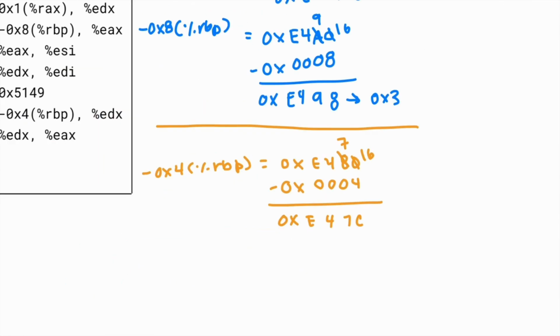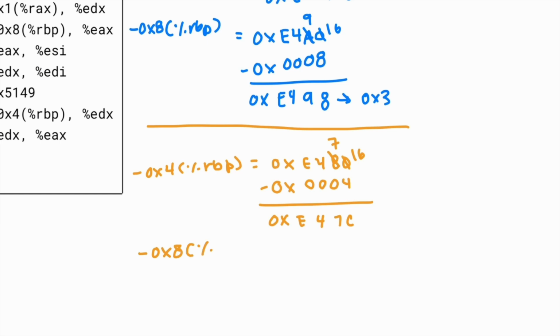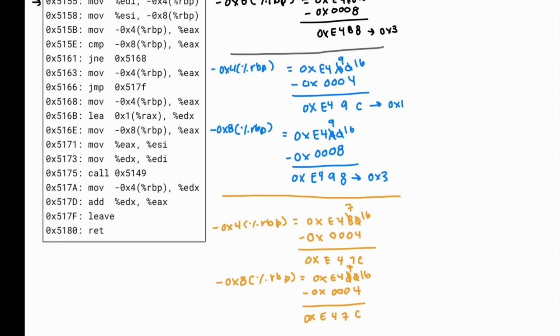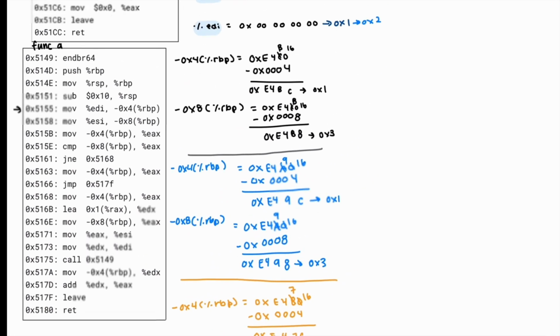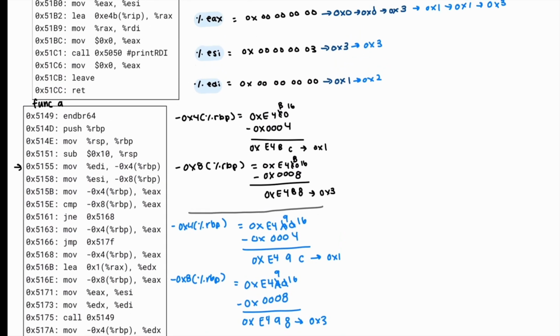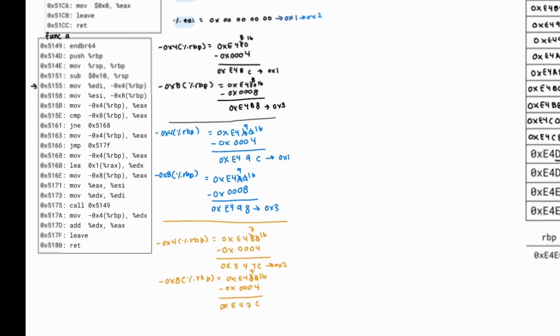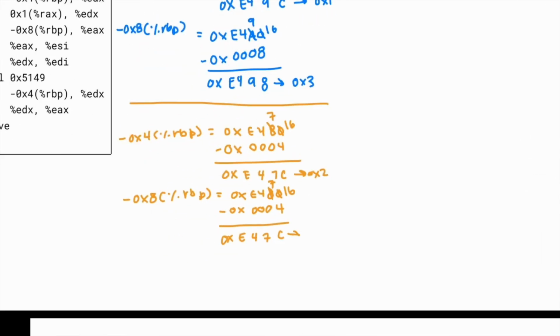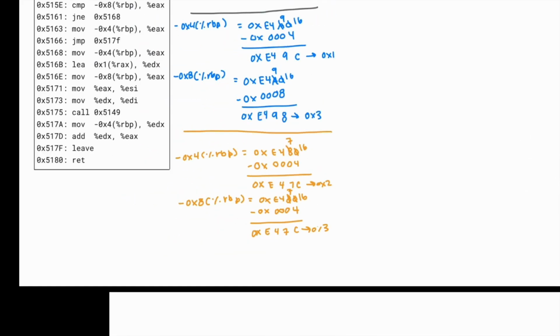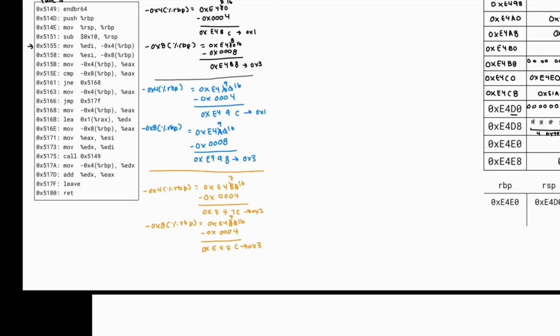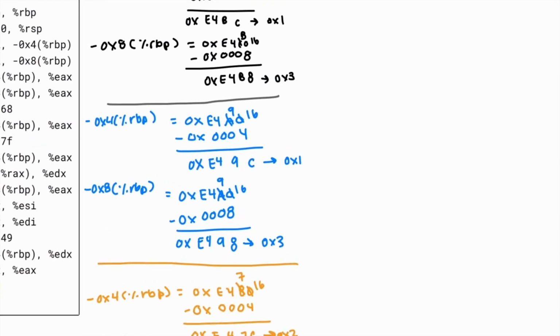And our new minus 8 RBP is right here. And then at 7C, we see that we have EDI being moved into there, so this becomes 0x2. And then our minus 8 RBP stays the same. It's always at 0x3. One thing I forgot to mention before is we do have to go into our stack and update these values.